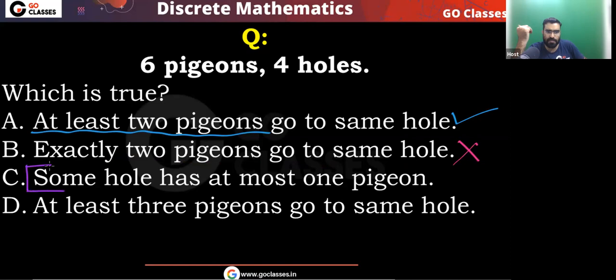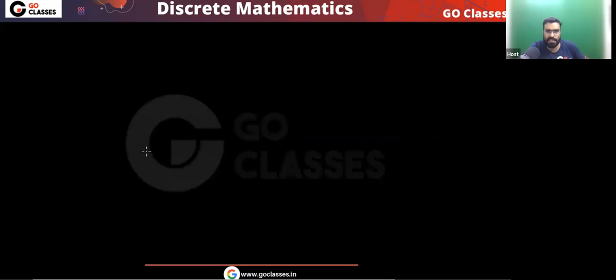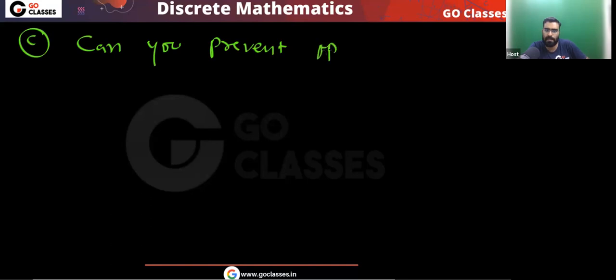What about this option? Some hole has at most 1 pigeon. Can you prevent option C from happening? I'm asking, can you prevent option C? Try this. Try to prevent option C.